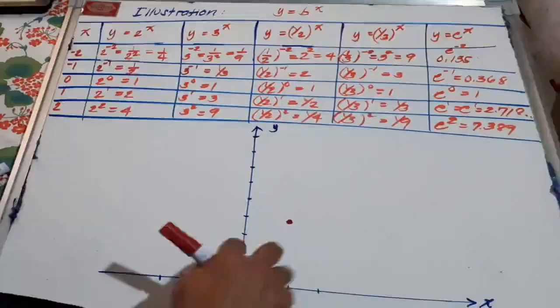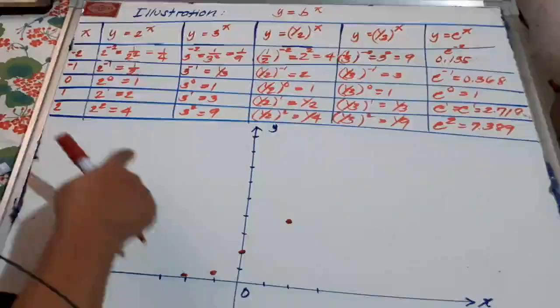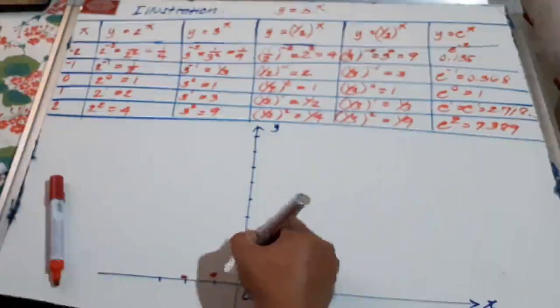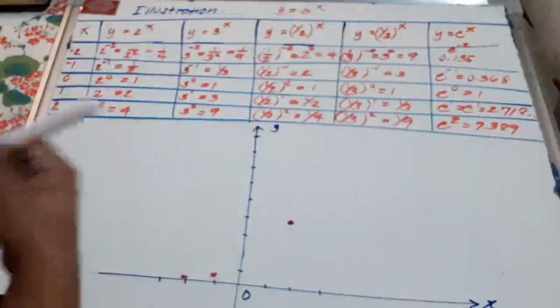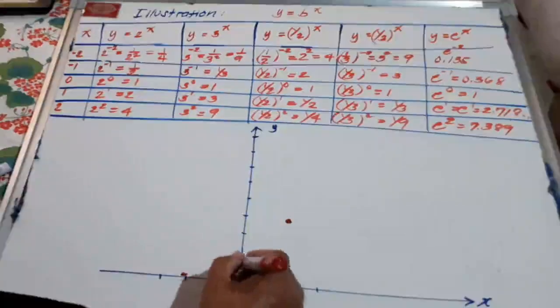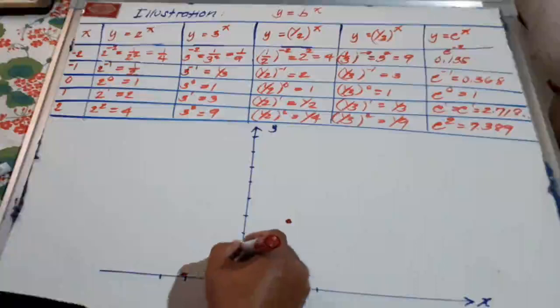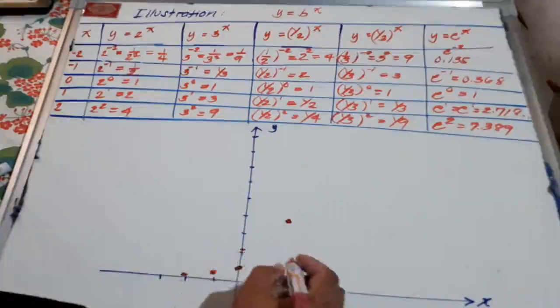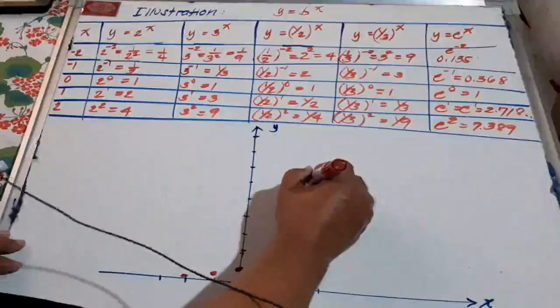Ay, sorry. It should be 0, 1. 0, 1. Okay. Okay. So, itong 0, 1. Then 3, 2. So, nandito yung ating graph.